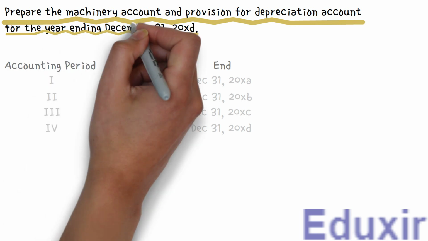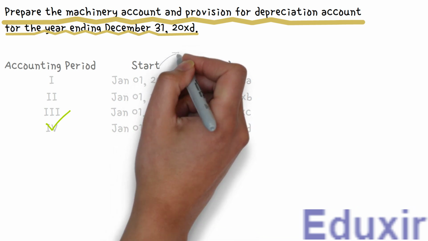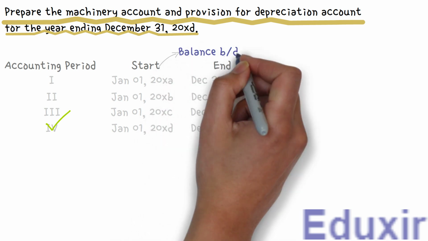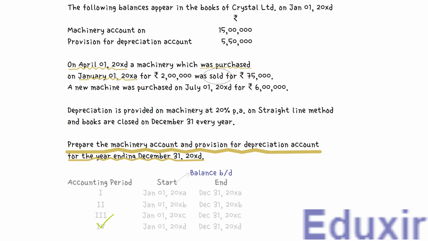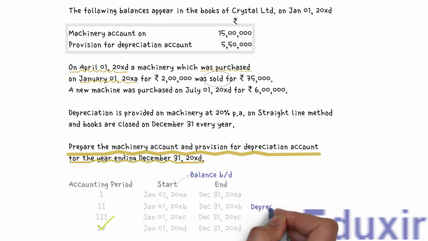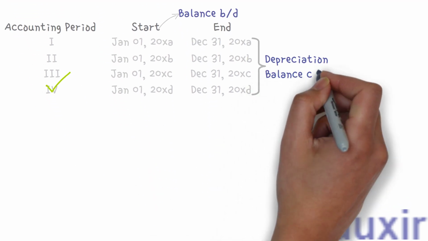Also note that as per the problem, we have to prepare the machine and provision for depreciation accounts only for the fourth accounting period. Also remember that wherever applicable, at the start of the accounting period, the first entry would be any balances brought down from the previous accounting period. The depreciation is calculated on the last day of the accounting period, and the last entry would be any balances carried down to the next accounting period.